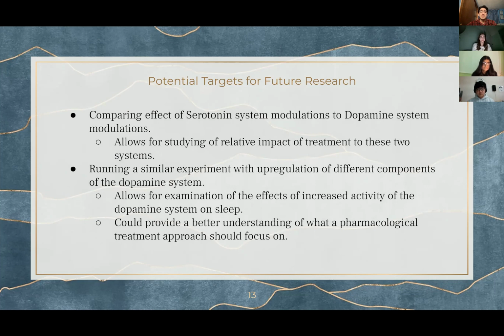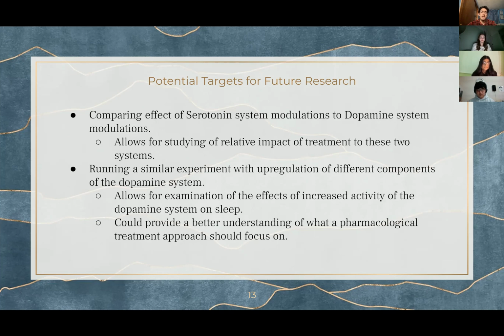To finish off, we wanted to talk about some potential targets for future research. The first would be to compare the effect of modulations on the serotonin system to modulations in the dopamine system. Right now, as previously mentioned, most of the medical approaches to treating sleep disorders target the serotonin system. But to pivot and start targeting the dopamine system, we want to have a head-to-head comparison to see what kind of potential benefits or disadvantages there would be to switching and targeting a different system.